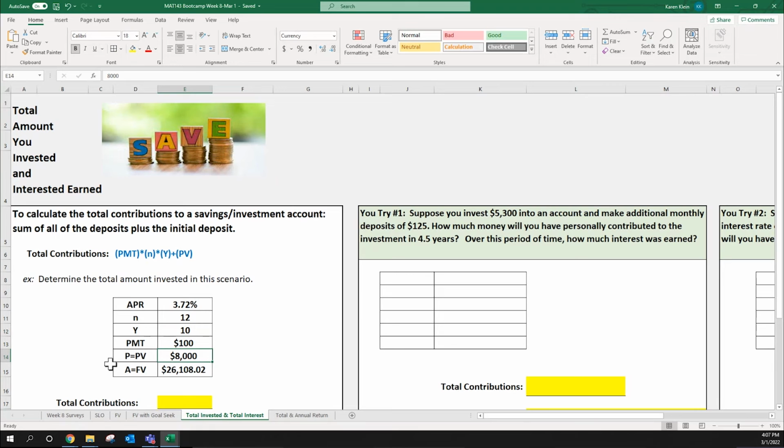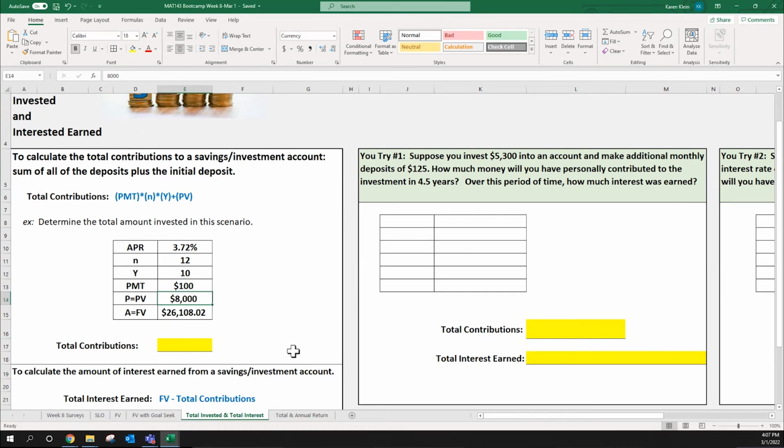So here I have a scenario where I have this APR, compounded monthly for 10 years. I'm putting in $100 each month, and the initial deposit was $8,000. After that amount of time, I've already got the formula in here. My account now is worth $26,108.02. So what were my total contributions?